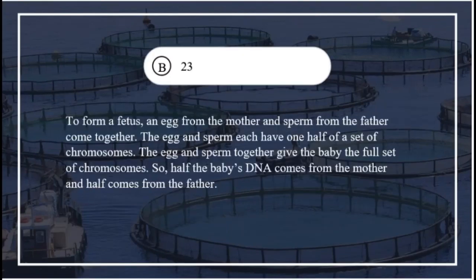Answer: B. 23. To form a fetus, an egg from the mother and sperm from the father come together. The egg and sperm each have one half of a set of chromosomes. The egg and sperm together give the baby the full set of chromosomes. So, half the baby's DNA comes from the mother and half comes from the father.